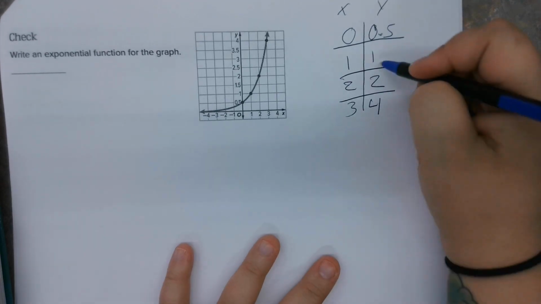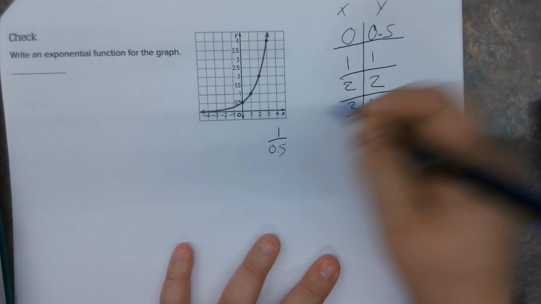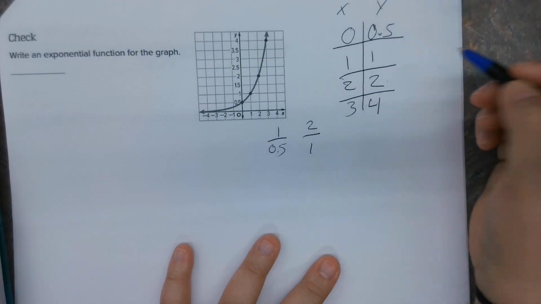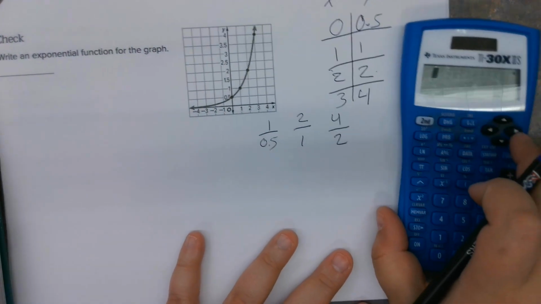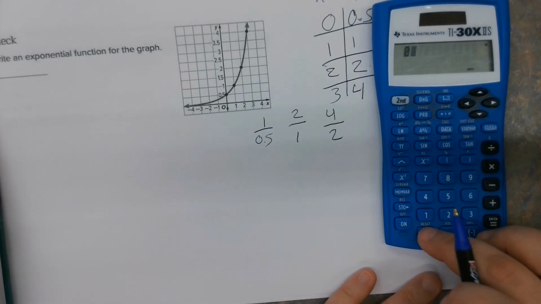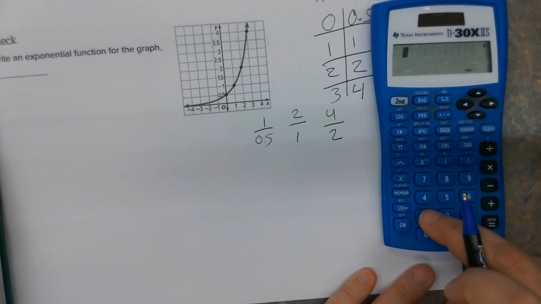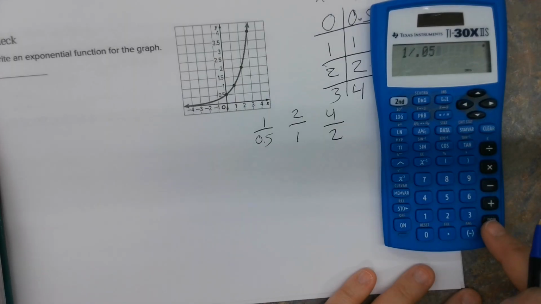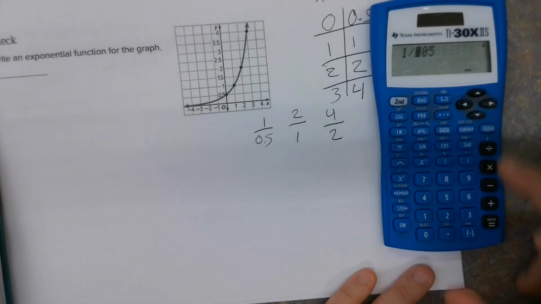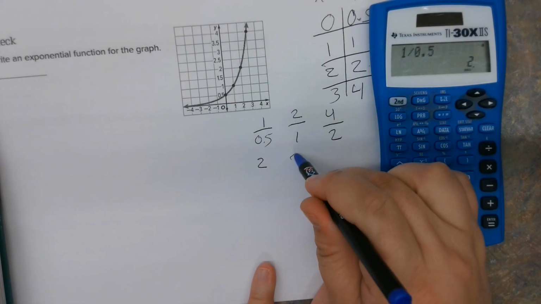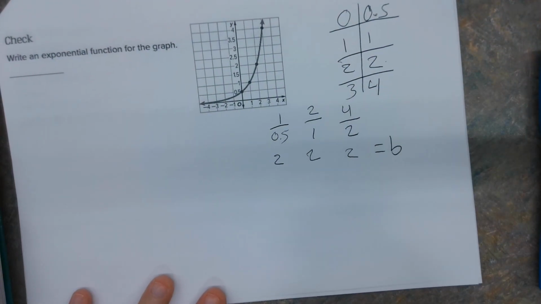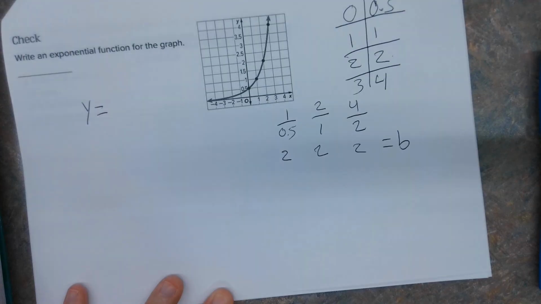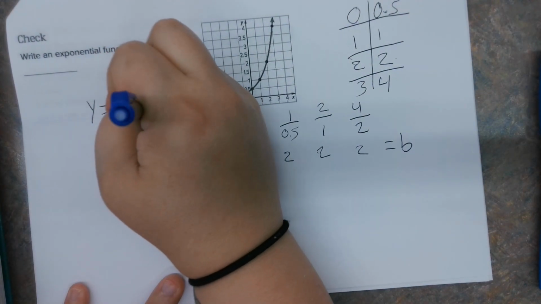So now let's do this. I've got 1 over 0.5. I've got 2 over 1. And I've got 4 over 2. If you don't know, put some in the calculator. I've got 0.5. Oh, wrong way. 1 divided by 0.5. I can't type. Oh, that gives me 2. 2 over 1, I already know is 2. 4 divided by 2 is 2. So b equals 2. So now I have y equals a times 2 to the x.